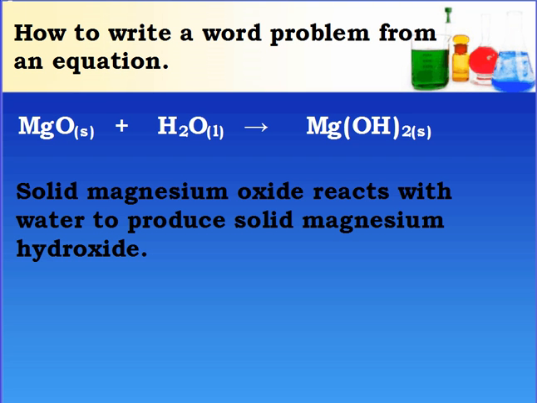The way we write this is we do it in a complete sentence. We say solid magnesium oxide. Remember how to name ionic compounds. This is where it's most important. Reacts with water to produce solid magnesium hydroxide.